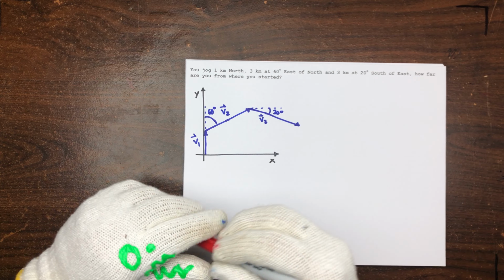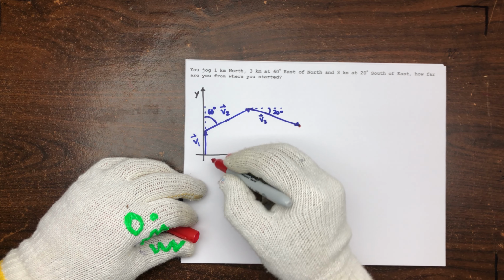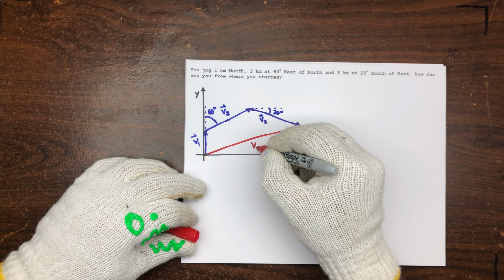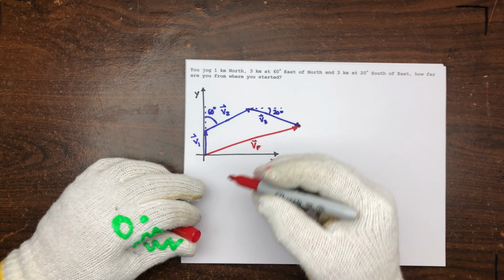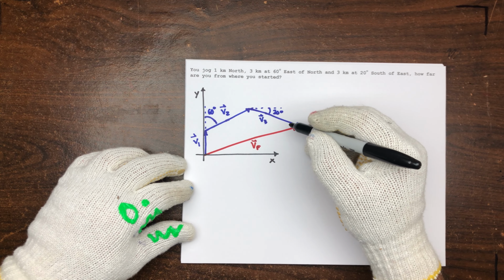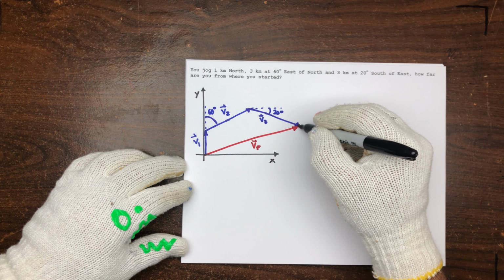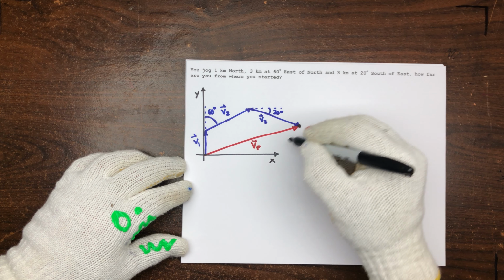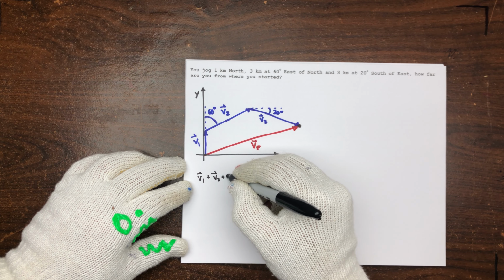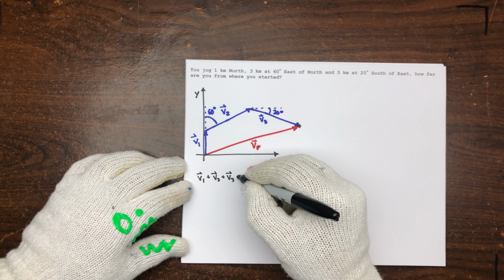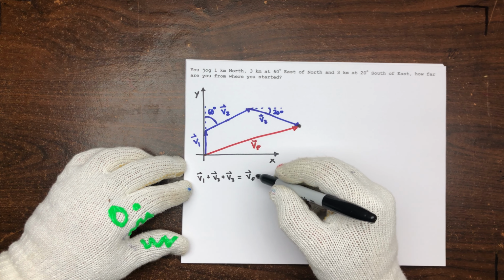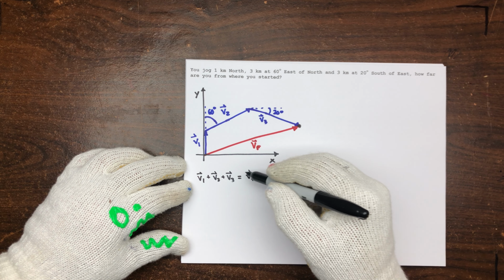How far from where you started? So we're asking how far is this point from here? So we're really asking for this vector right there, V final vector. If I can get the length of that V final vector, I'll have the answer to this question. So what's my equation here? Well, this is the long way around, but this is all the same point. This point is equal to v1 vector plus v2 vector plus v3 vector, and that is equal to v final vector. So that's what I want to solve for. I have to add all these vectors up.